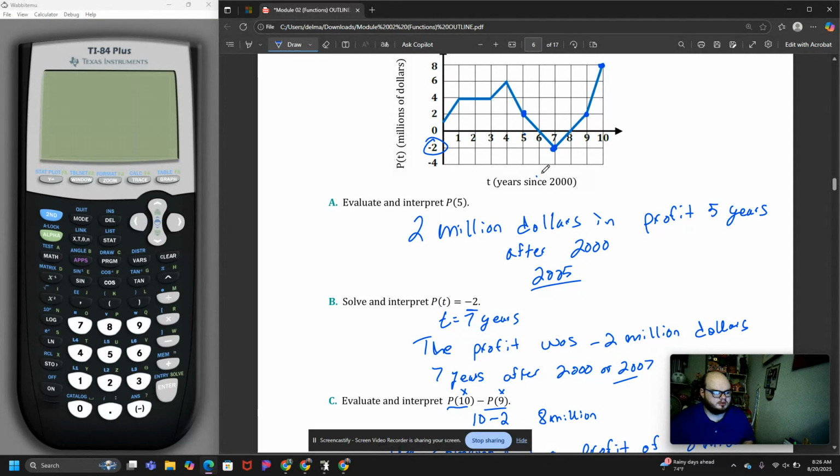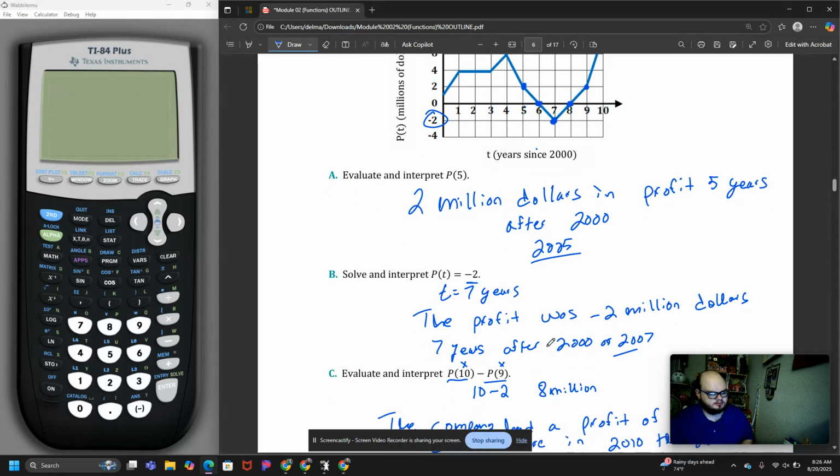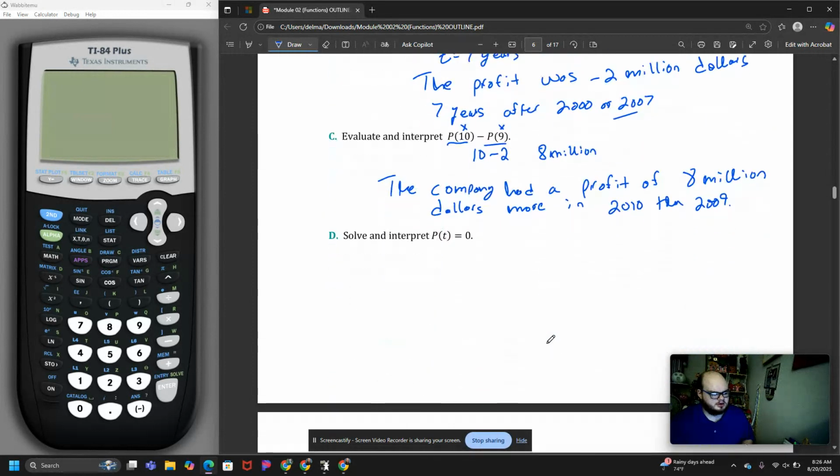Okay, 0. So P equals 0 at year 6 and year 8. So how would I write that? At years 6 and 8, the profit was 0.